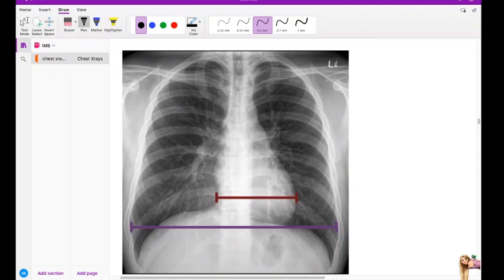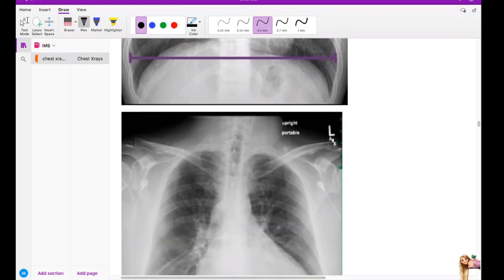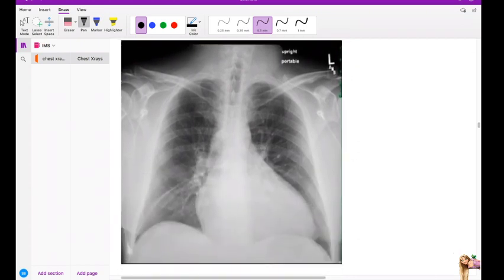Yeah, if it's more than 50% enlarged, but it should be in PA view. So when you're looking at PA view, if the heart diameter is more than 50% of the intrathoracic diameter, then it's said to be cardiomegaly. Cardiac diameter by thoracic diameter. So this is cardiomegaly. It's more than 50% over here.